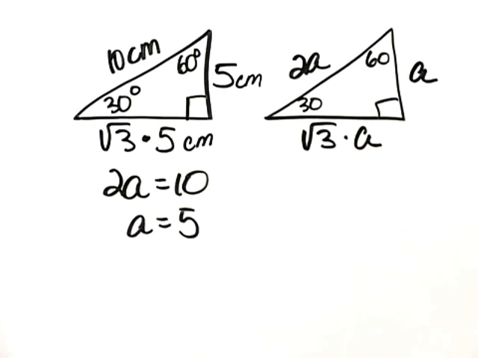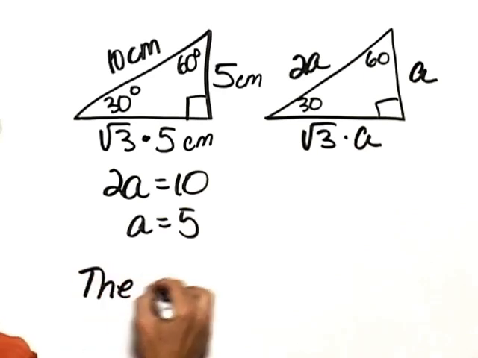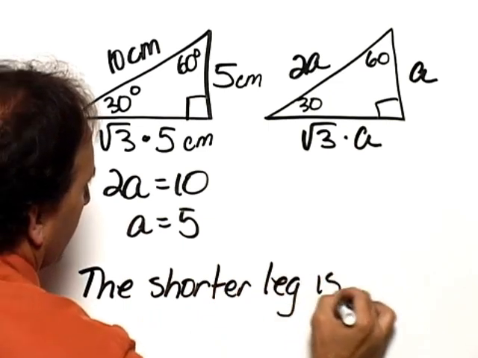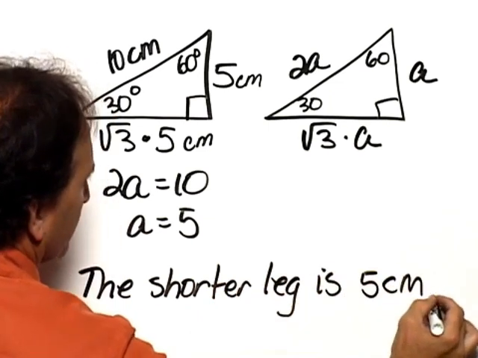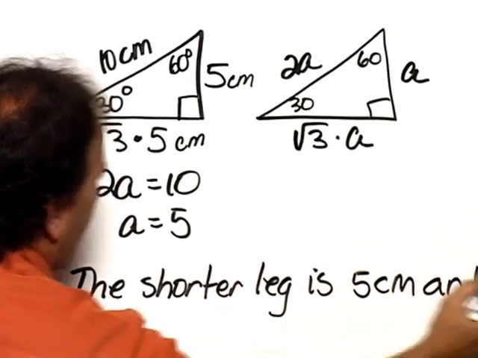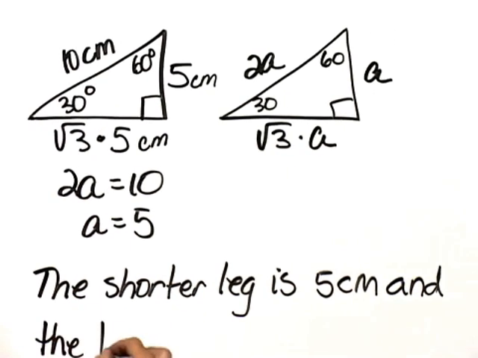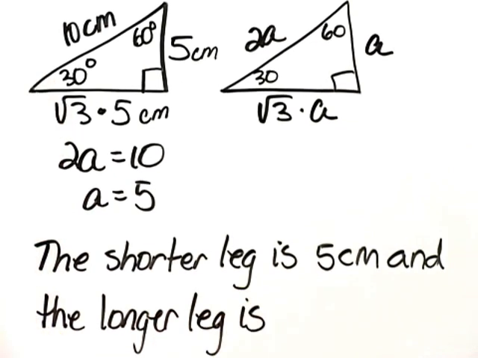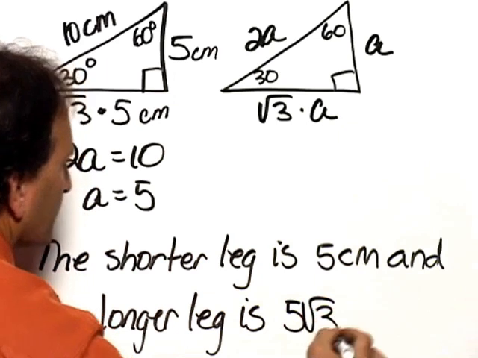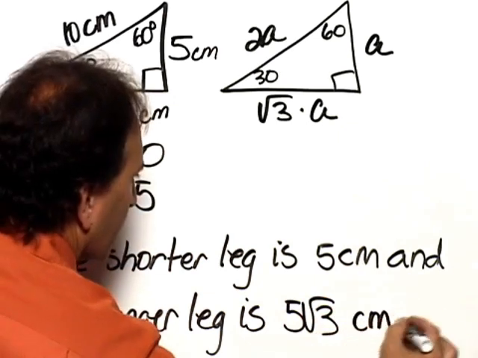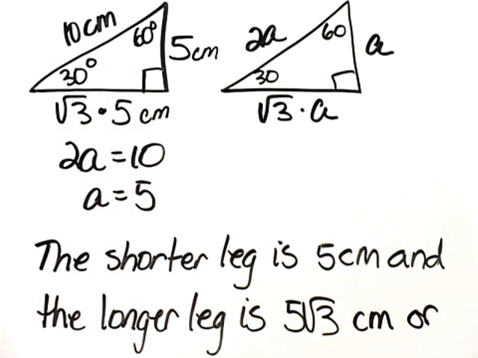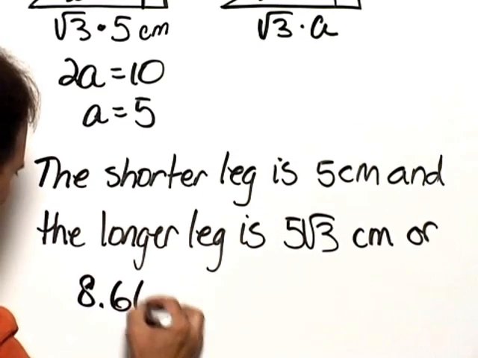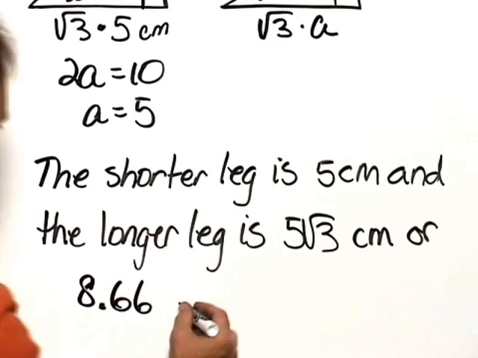And so now we can write that the shorter leg is 5 centimeters and the longer leg is exactly 5 times the square root of 3 centimeters, or in terms of our approximation, it is going to be equal to 8.66 centimeters.